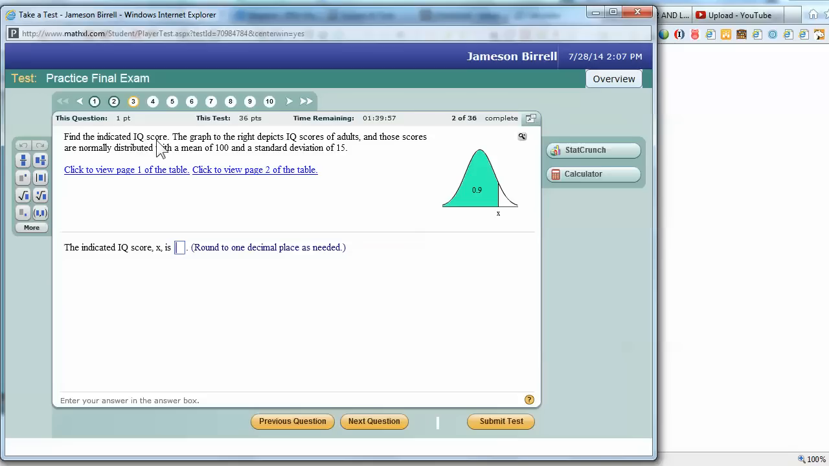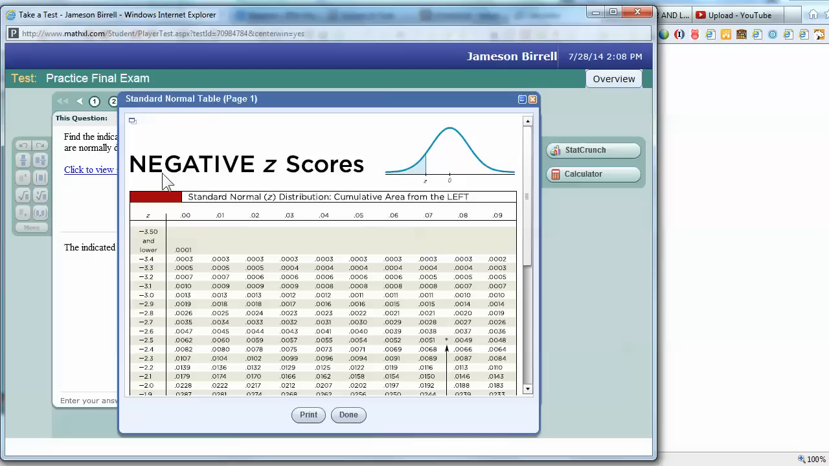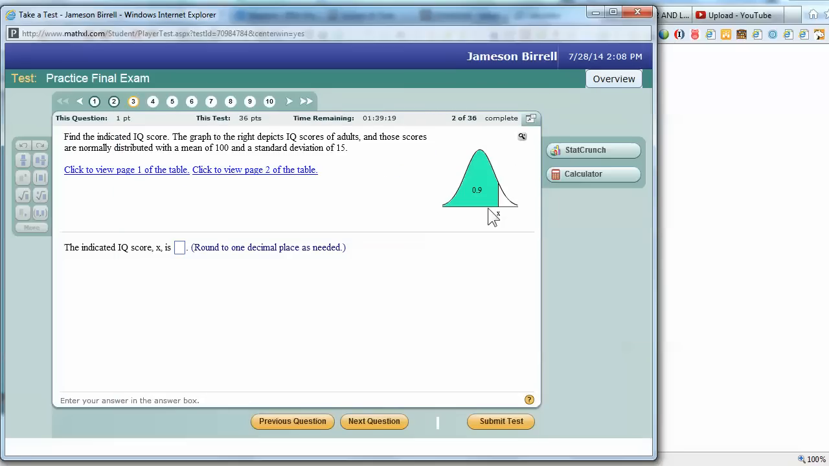Find the indicated IQ score. The graph to the right depicts IQ scores of adults, and those scores are normally distributed. How nice. With a mean of 100 and a standard deviation of 15. Okay, great. So we're looking at the z-score distribution, the normal distribution. And the indicator down here isn't a z, it's an x. And that's because it's not like this one that has a z, in the sense that this is the standard normal distribution, where mean is 0 and standard deviation is 1. This one, obviously the mean is 100 and standard deviation is 15.